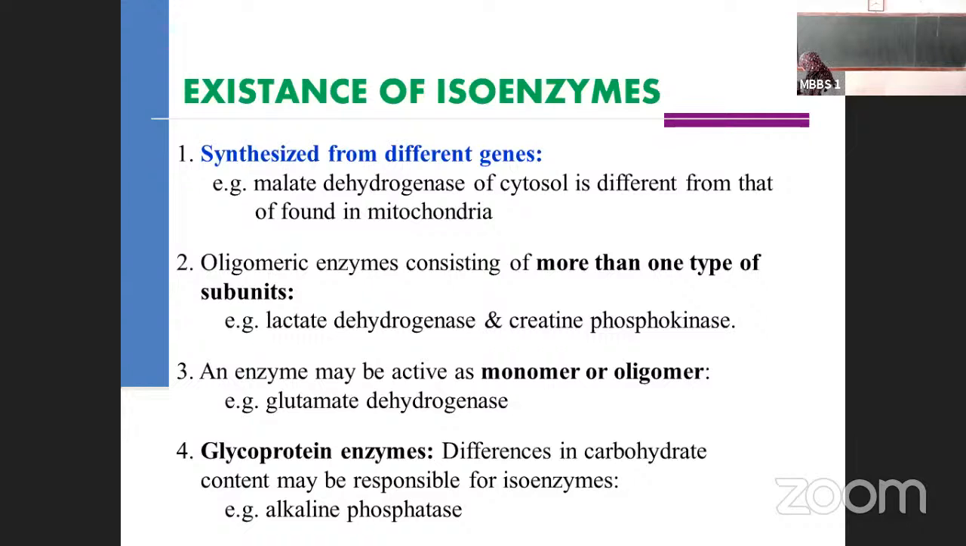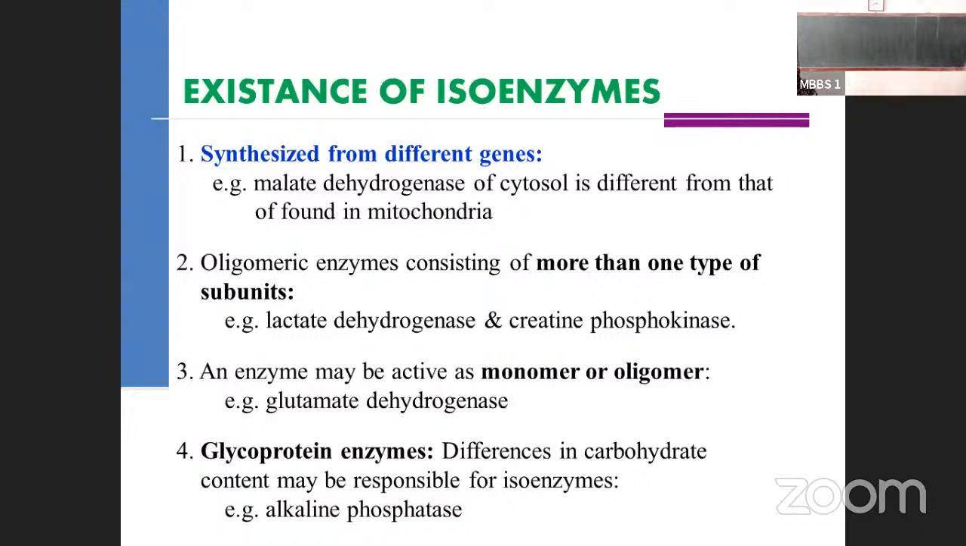Here you see lactate dehydrogenase has different subunits that we are going to learn in detail. Creatine phosphokinase also has three different subunits. So three different isoenzymes are present because of the presence of subunits. The other reason is the enzyme may be active as a monomer or oligomer. Some enzymes are present as a single enzyme.